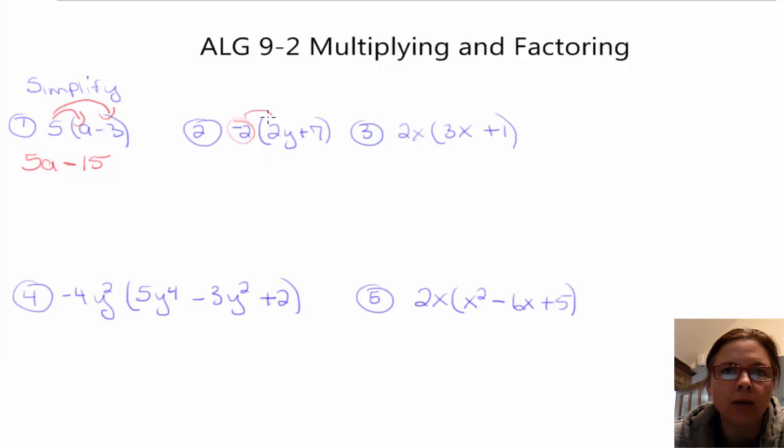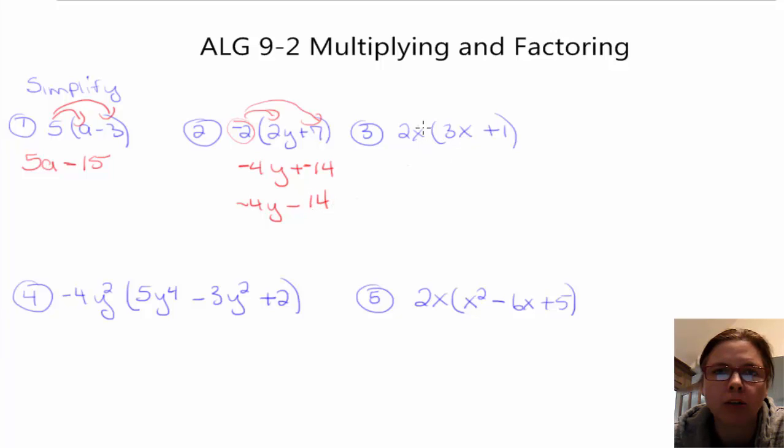Okay, so here, this negative 2, we multiply to everything. So negative 2 times 2 to get negative 4y plus negative 2 times 7, which is negative 14. Or you could put negative 4y minus 14. Either one doesn't matter to me.